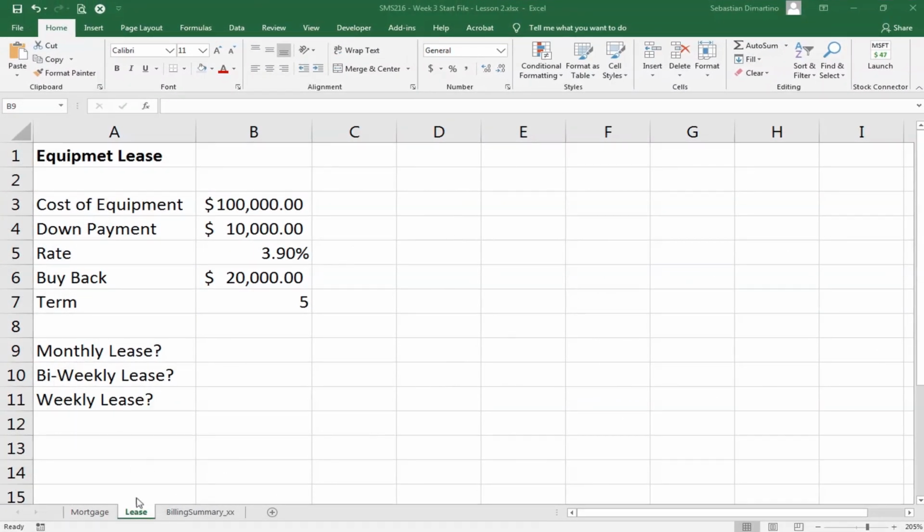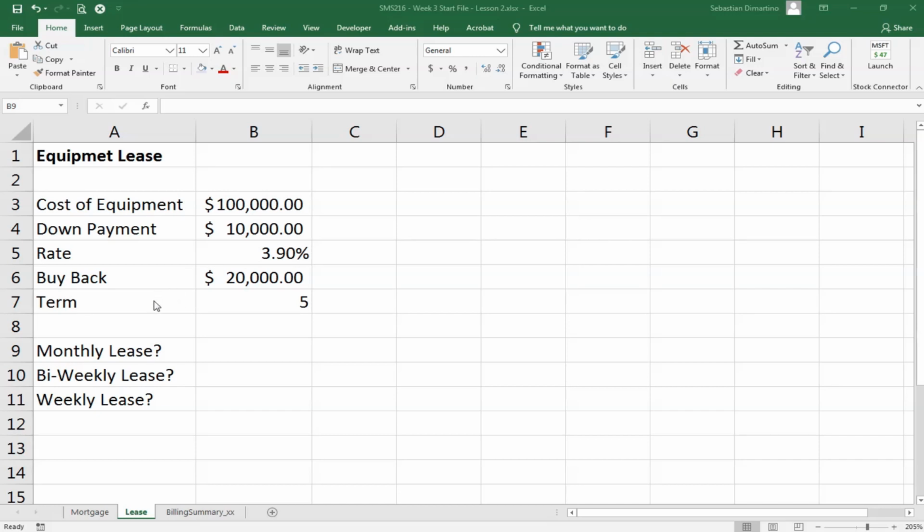Looking at our second sheet tab at the bottom, we're going to be doing leasing. And the really good thing about leasing is it's actually identical to calculating payments, except for the fact that we've now got one more item called the buyback. Okay, and to really explain that to you as easily as possible, just think of it this way.